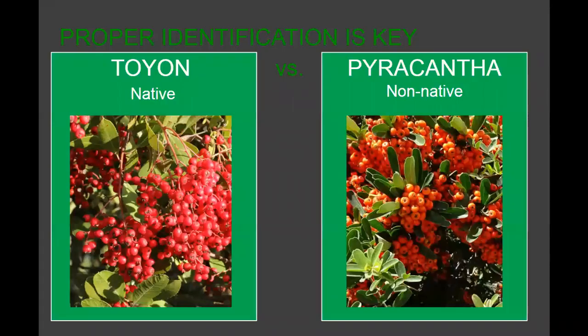So today the program is focusing on proper identification, and identification is important for a lot of reasons. The reason we've put on this training today is because via the survey sent out, a lot of folks shared that they were interested in learning how to identify plants. It is a skill that you can easily develop. Here I have examples of Toyon, which is a native shrub, and pyracantha, which is the non-native.